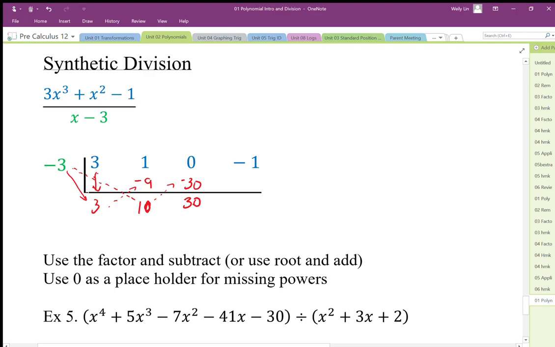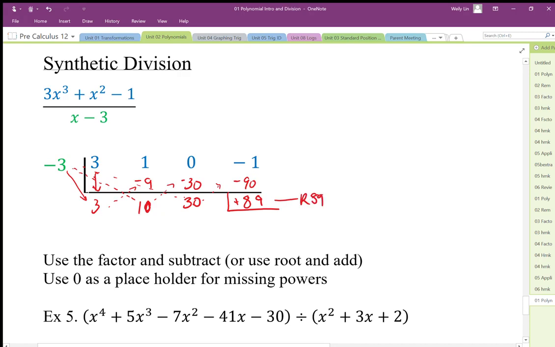And then we do the same thing again. We do it one more time. We come across like that. We put the number over here, so we're going to end up with -90, and this last term represents our remainder. So -1 minus -90 gives us +89. Okay, and this works out to be a remainder.